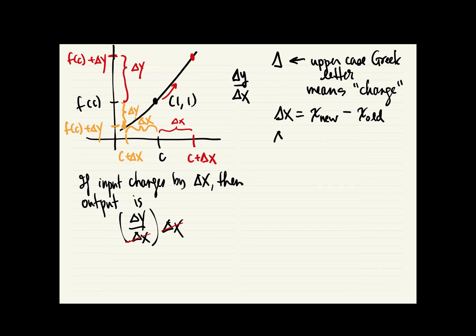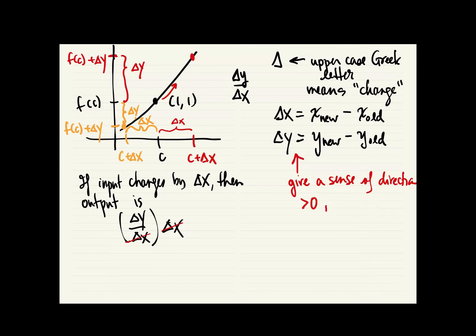Likewise, delta y is going to be our new y value minus our old y value. And in these cases, y is always going to be 1 as well, because that's what f of 1 is. It's important to notice that these definitions endow the delta x and delta y with a sense of direction. Okay? If the delta is greater than 0, then the quantity is increasing. If the delta is less than 0, the quantity is decreasing.